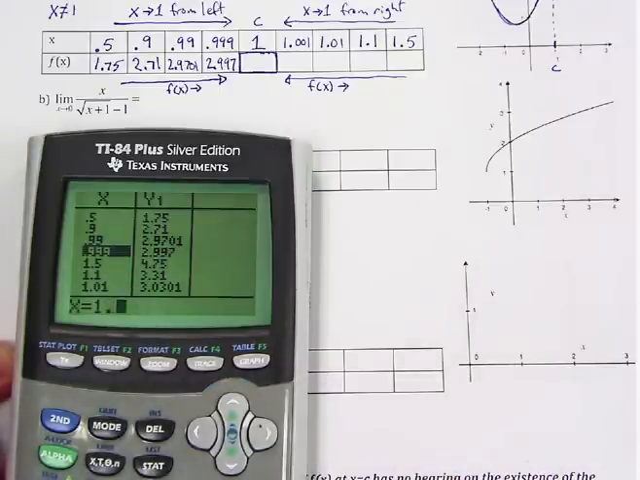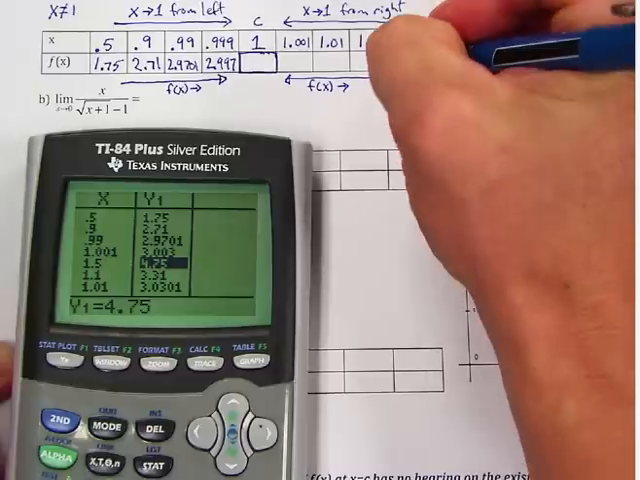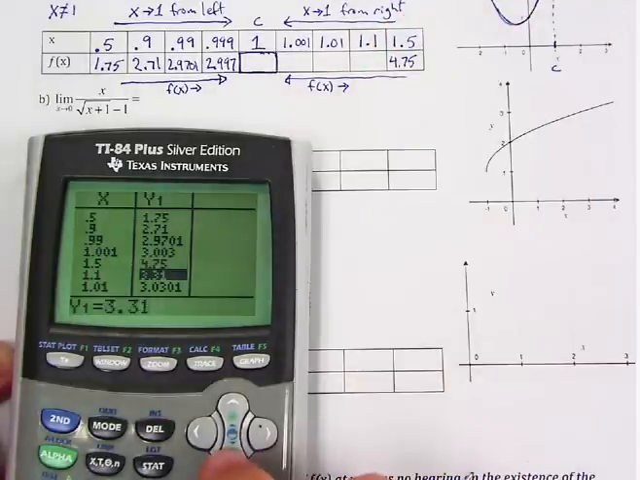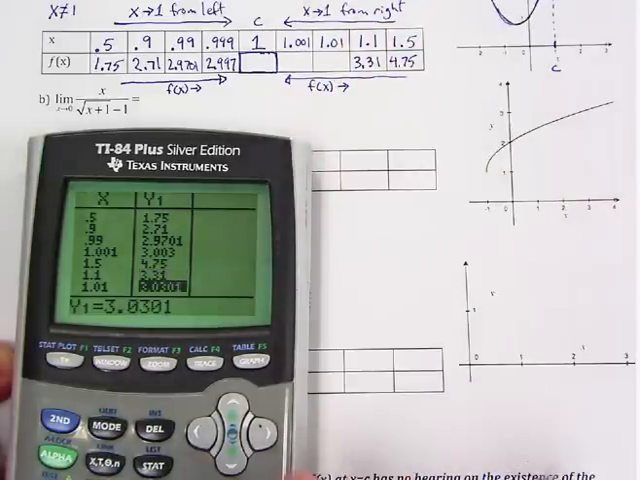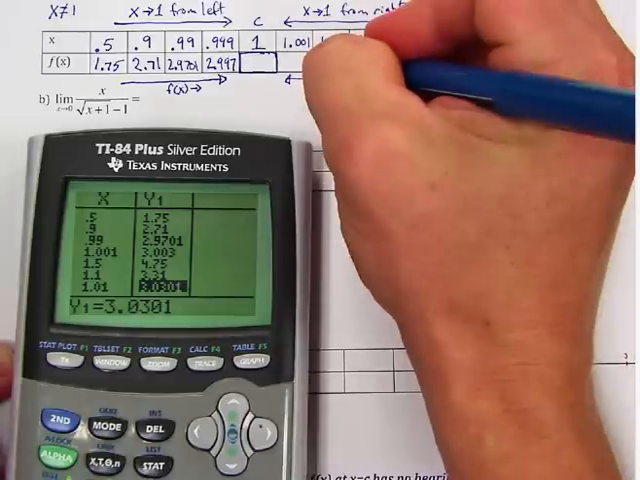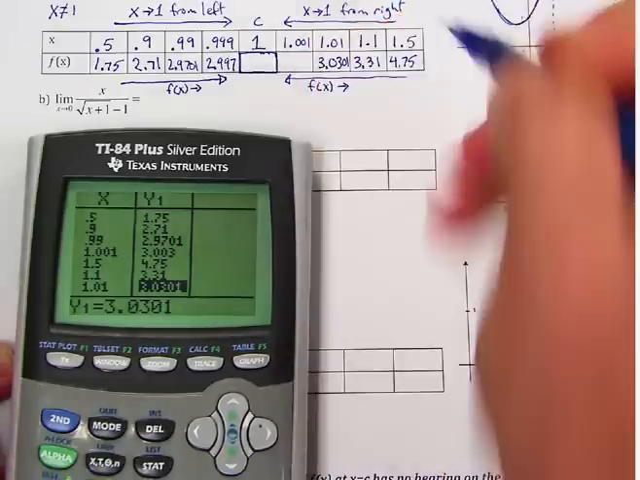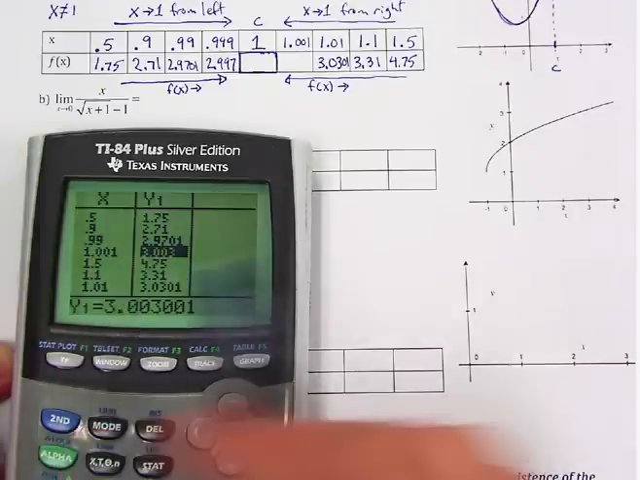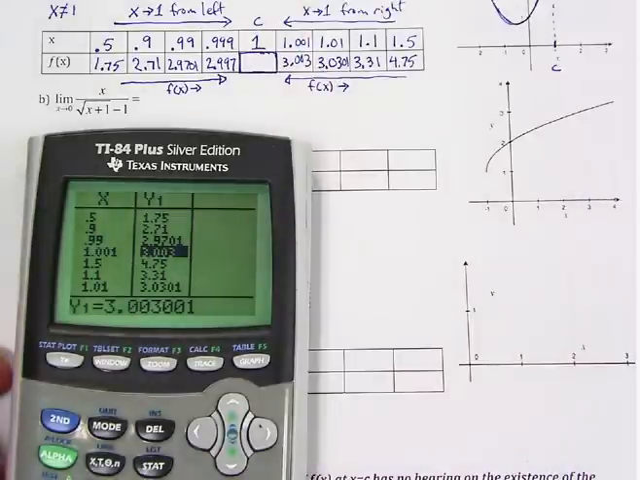So you're going to have to go up and replace another one. Okay, so for 1.5, we get 4.75. For 1.1, 3.31. For 1.01, we get 3.0301. And for 1.001, we get 3.003.